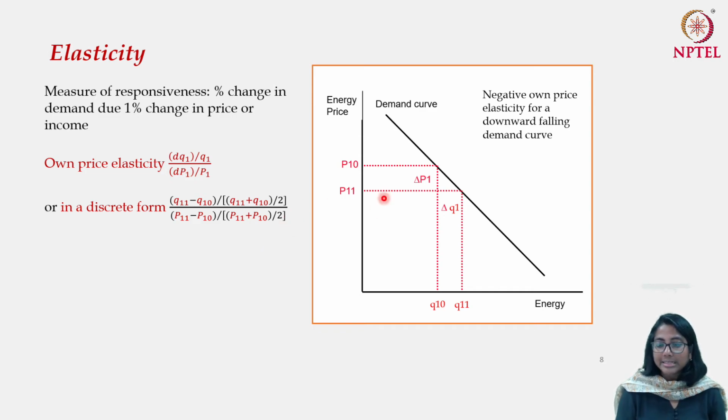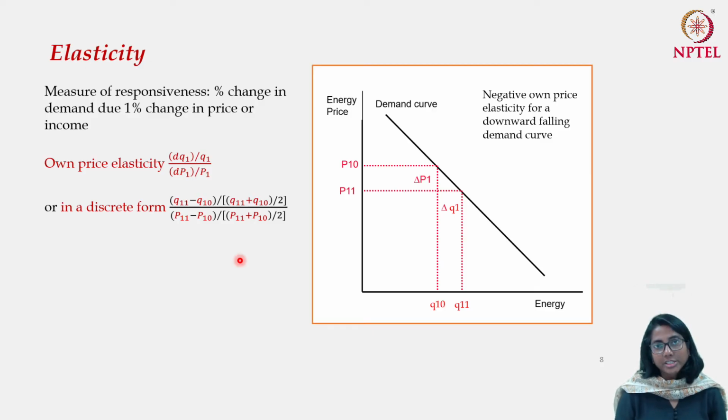One point to notice here is that since your demand curve is negatively sloped, the value of elasticity will also be negative, because the change in price is from higher to lower. So P11 minus P1 naught is going to give you a negative quantity, whereas Q11 minus Q1 naught is going to give you a positive quantity. So when you do the calculation, it should come with a negative sign. So own price elasticity for most of the commodities comes with a negative sign. If there is an increase in price, there will be a decline in the quantity demanded.